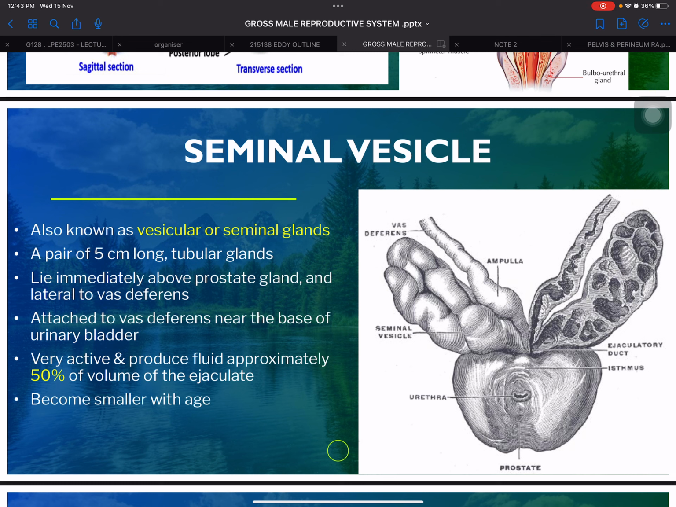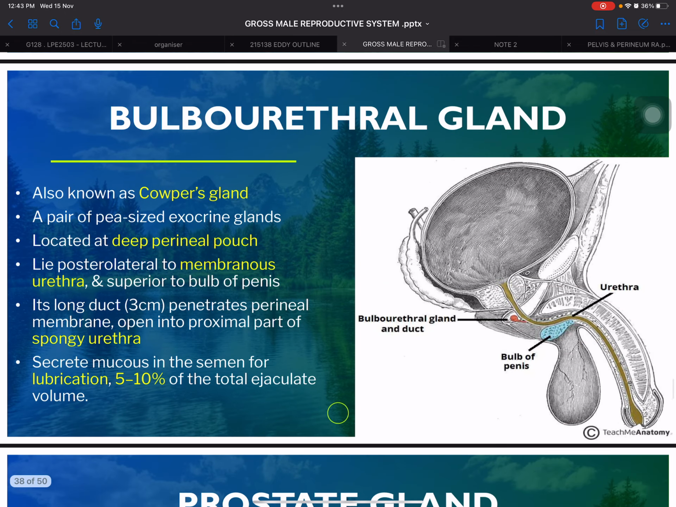Then bulbourethral gland. Nama lainnya Cowper's gland. A pair of pea-sized exocrine glands located at the deep perineal pouch, lying posterolateral to the membranous urethra. Sebab membranous urethra also is part of the contents of the deep perineal pouch, so it lies posterolateral to it. Its long duct, about 3 cm, penetrates the perineal membrane and opens into the proximal part of the spongy urethra.